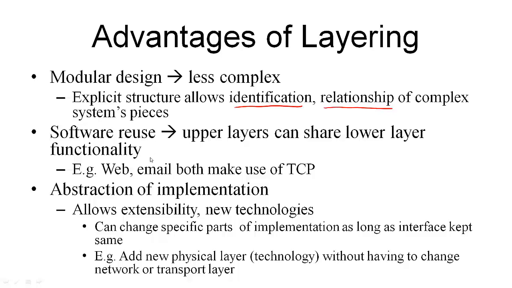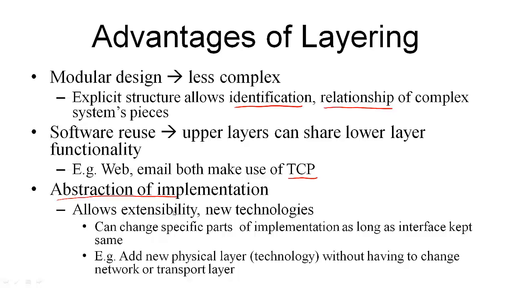So for example, the web needs reliability, email needs reliability, and both of them can now use the same transport layer protocol. This is something like calling the same function from multiple other functions. So now you have software reuse. And not only this, this abstraction of implementation allows extensibility and new technologies to be easily added.